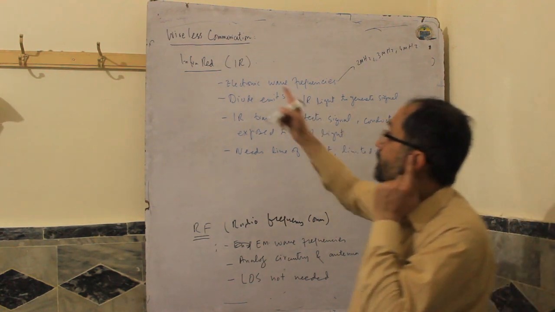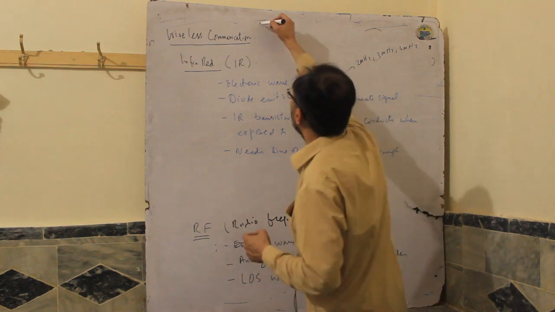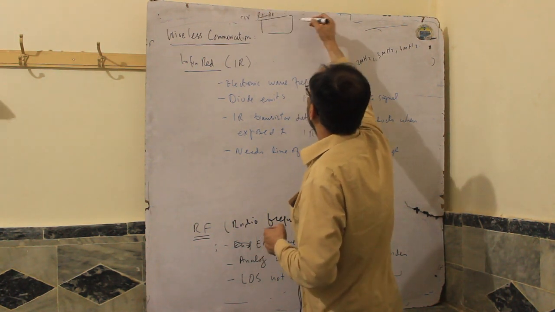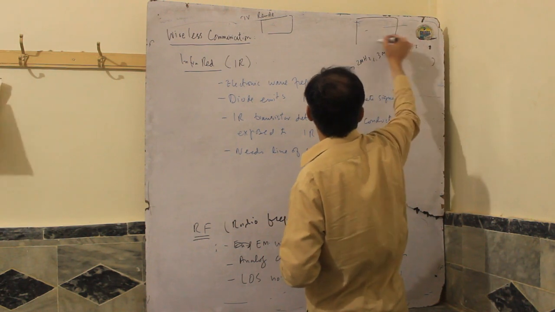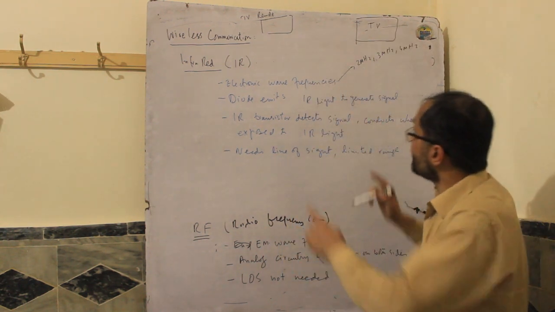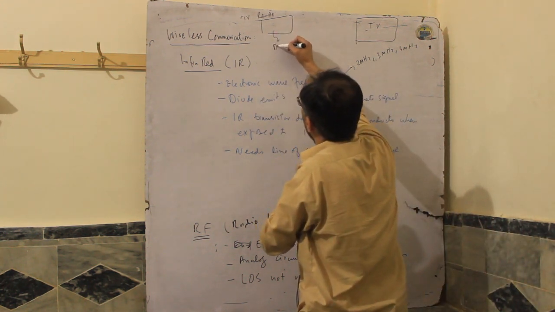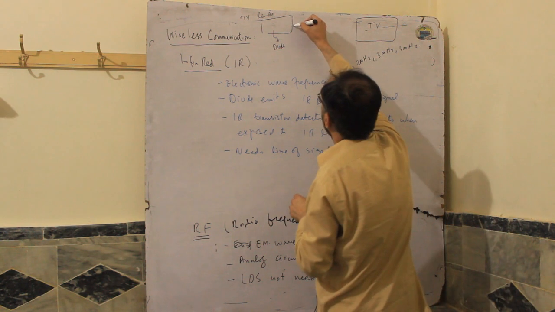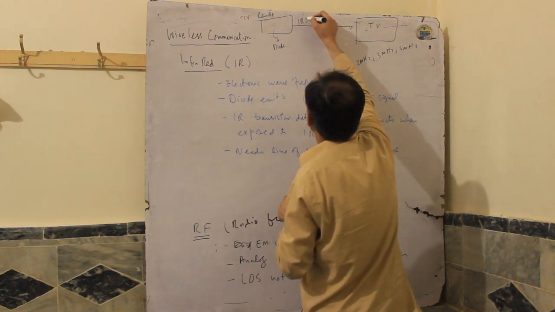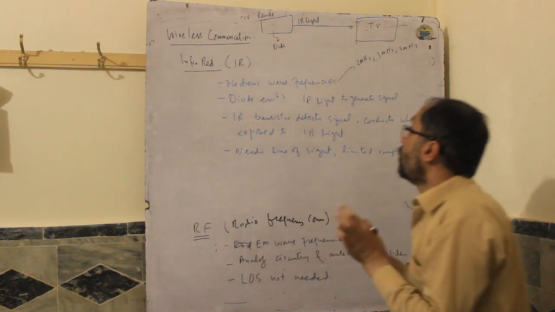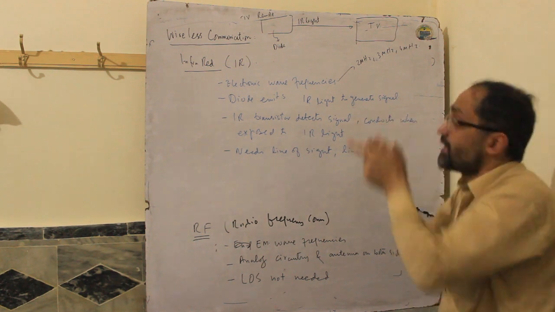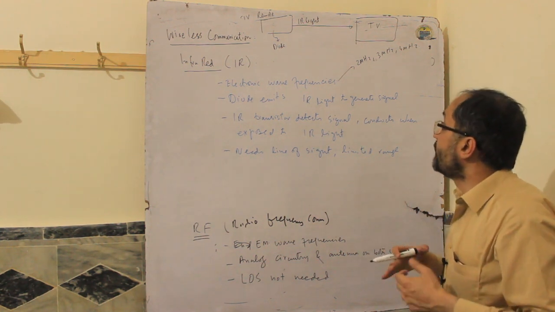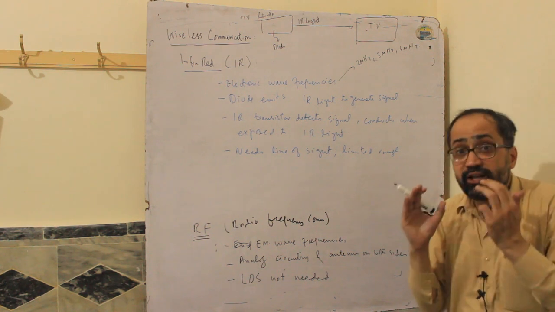The classical example of infrared communication is your remote control. Let's assume this is a TV remote control, and this is your television. There is a diode in the TV remote control, and it emits an infrared light. So the diode in the TV remote emits an infrared light to generate a signal, and this infrared signal will carry different information.